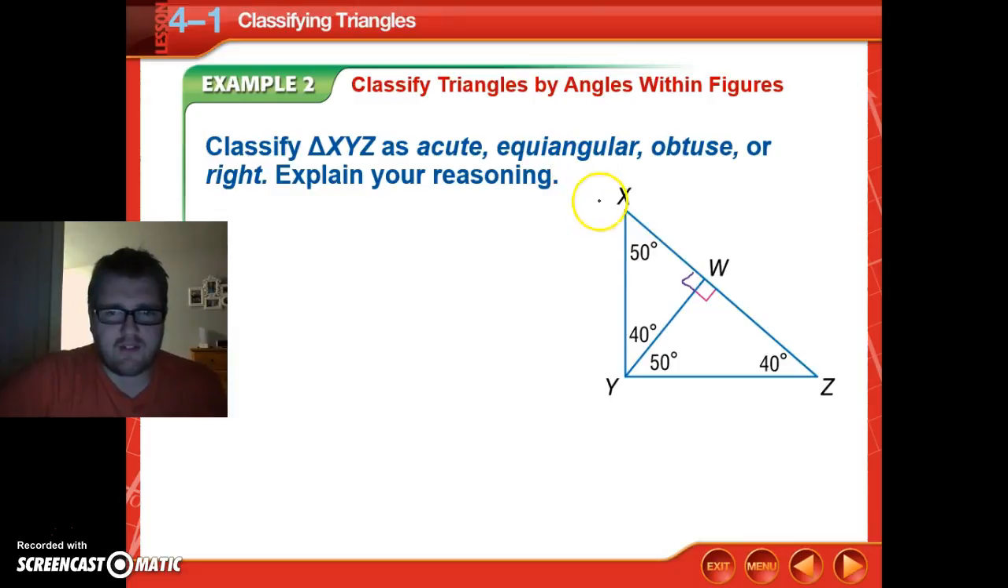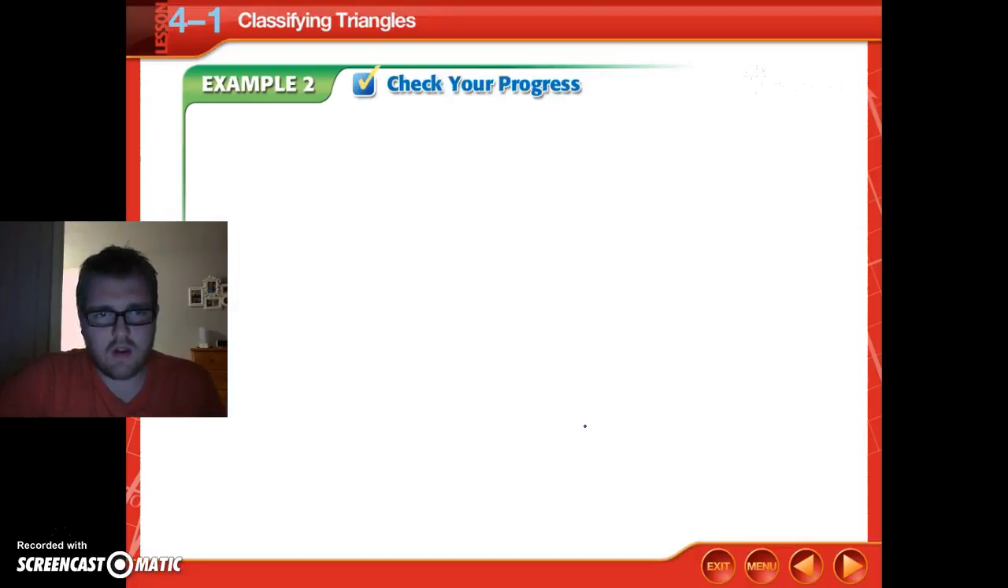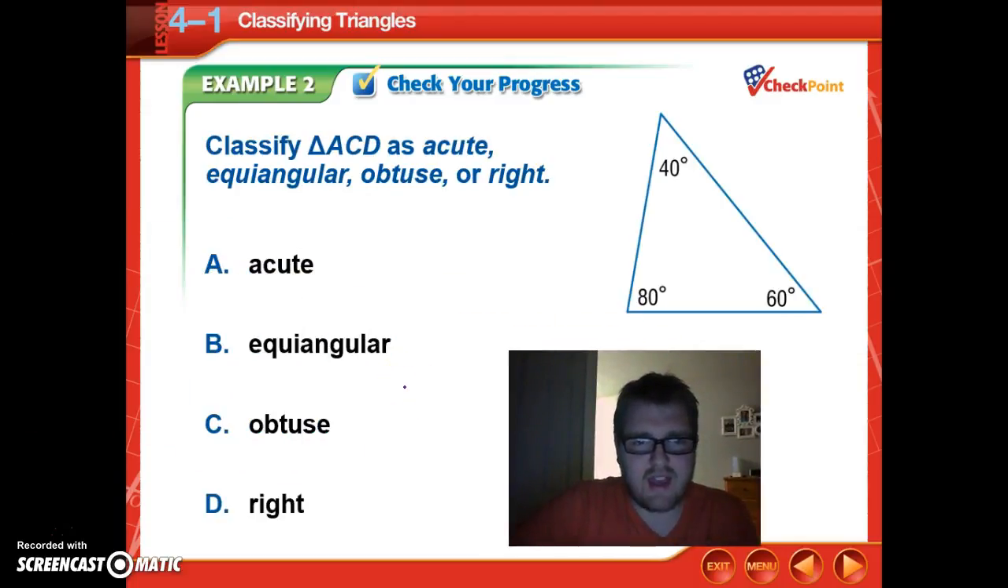So we care about the angles of X, Y, and Z. We know X is 50, we know Z is 40. What we really care about is angle Y. And since we have these two angles making it up, 40 and 50, you can see that this angle is actually 90 degrees, a right angle. So therefore, XYZ is a right triangle. Now go ahead and classify this triangle ACD. They didn't label your points, so I'll do that for you.